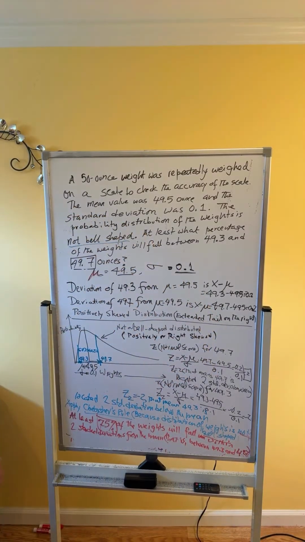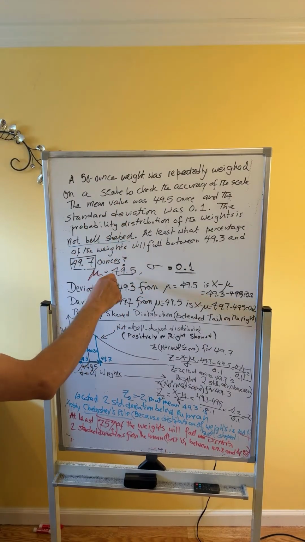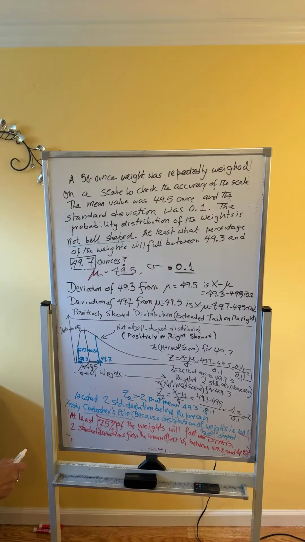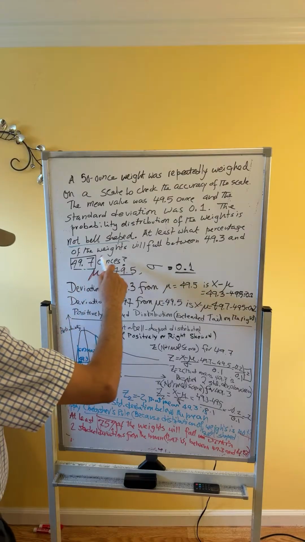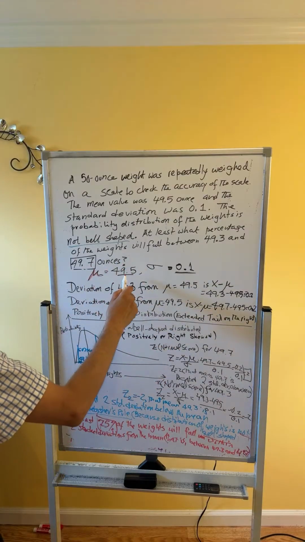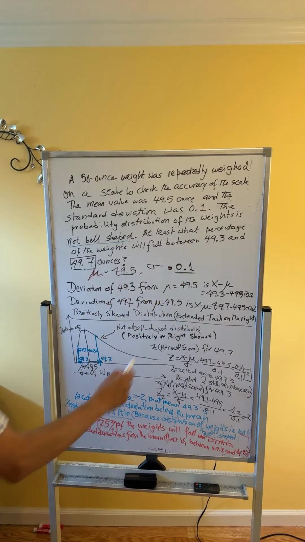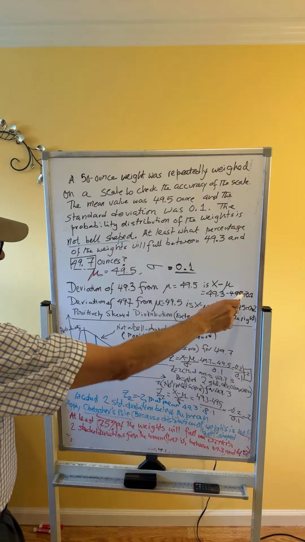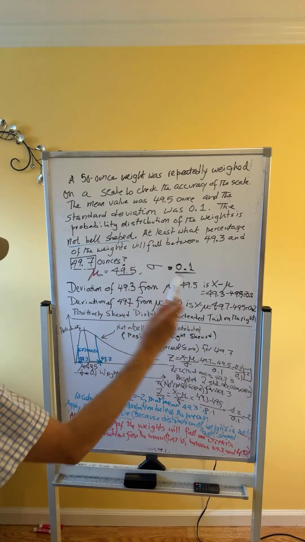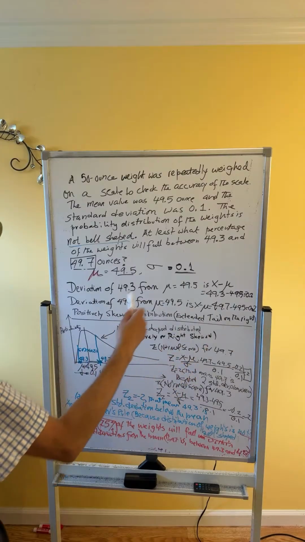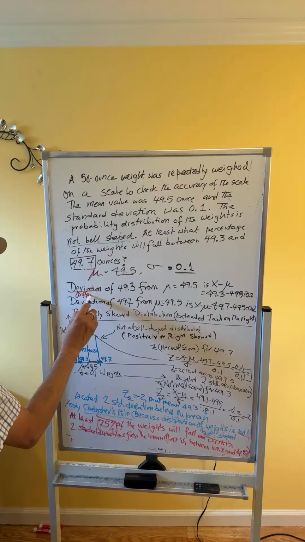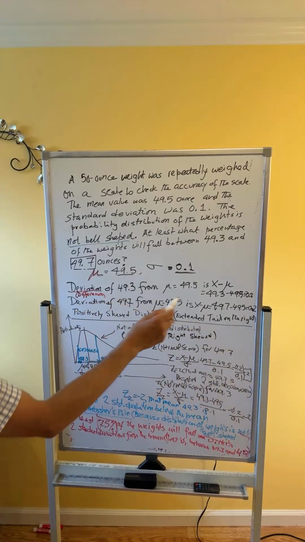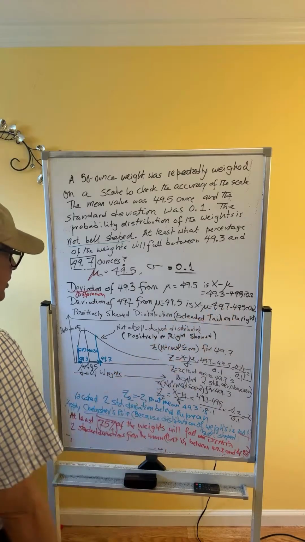So what did I do? It is given that the mean is 49.5 and the standard deviation is 0.1. I have been given a lower boundary of 49.3 and an upper boundary of 49.7. I found the deviation of the lower boundary, 49.3, from the mean. Because it's below the mean, that deviation is minus 0.2. And because 49.7 is on the right of the mean, its deviation from the mean is also 0.2. Deviation means difference; in statistics we call it deviation.